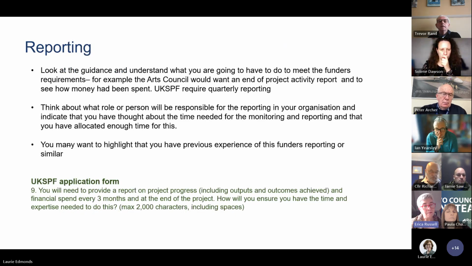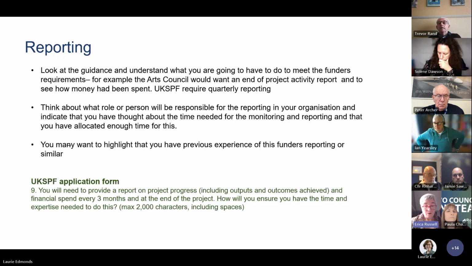Reporting. In some shape or form, most funders want some sort of report. And again, this is something that I just try and flick through and think in my mind at the beginning, what is it they're going to want? Some people want something at the end of the programme. Arts Council, again, look at an end of project activity report. And they want to see how the money has been spent and what you've achieved with it. In some shape or form, you just need to make sure you've built that into your project.